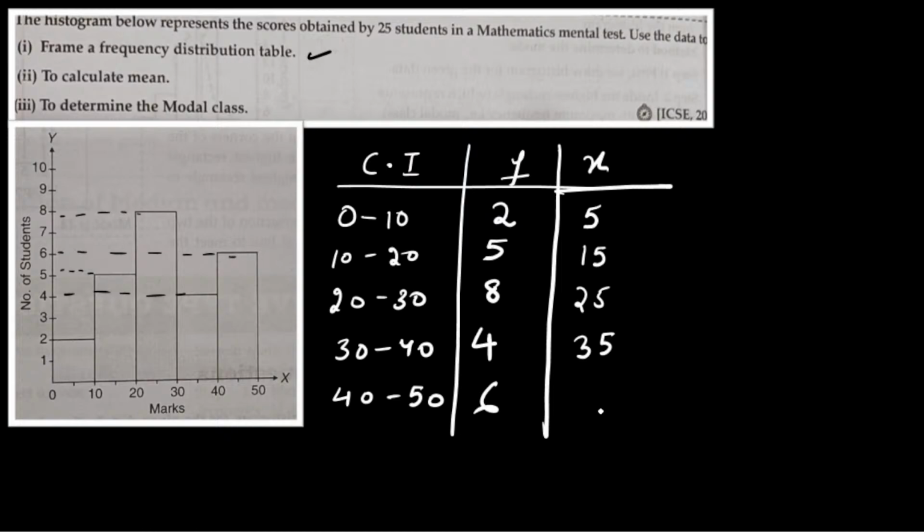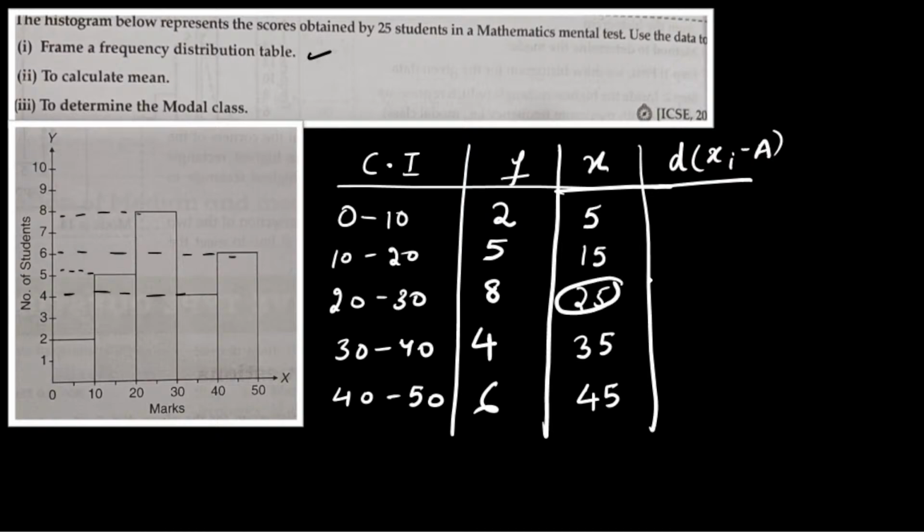And this is 45. So x we have found. Any method we can use here. So let's again use the shortcut method only. For the shortcut method, we have to find the deviation. Deviation is xi minus a. A we can assume as the middle one from x. So 25 we can assume as a.